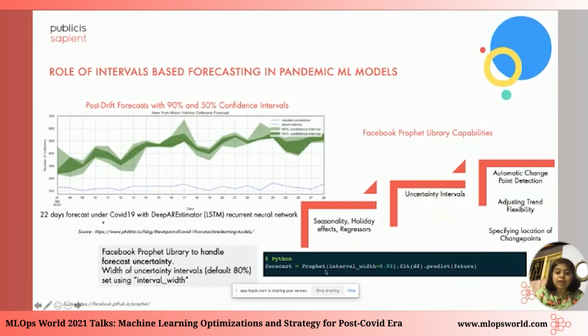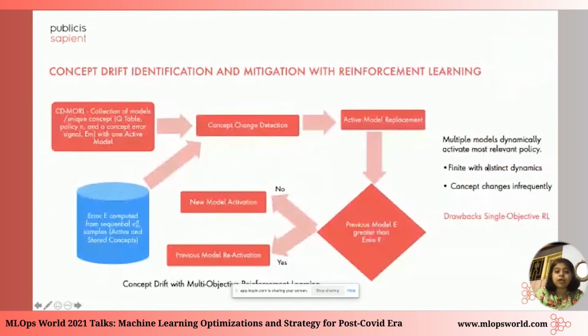So with the Prophet library, you can import the library, set the confidence interval, fit your data frame, and predict the future. You can also handle seasonal or holiday effects, regressors, automatic change point detection, adjusting your trend flexibility, and specifying the location of change points.